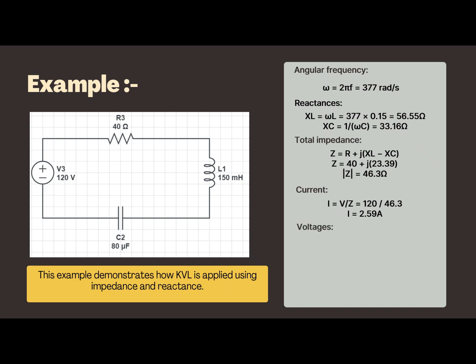Step 5, we calculate the voltage drops, voltage across the resistor, across the inductor, and across the capacitor. Applying KVL, so KVL is satisfied.